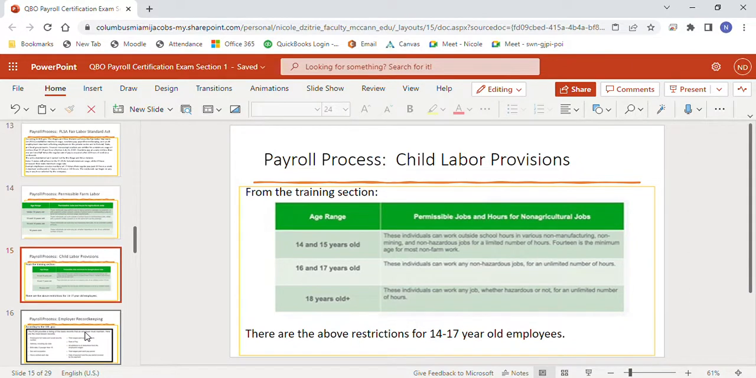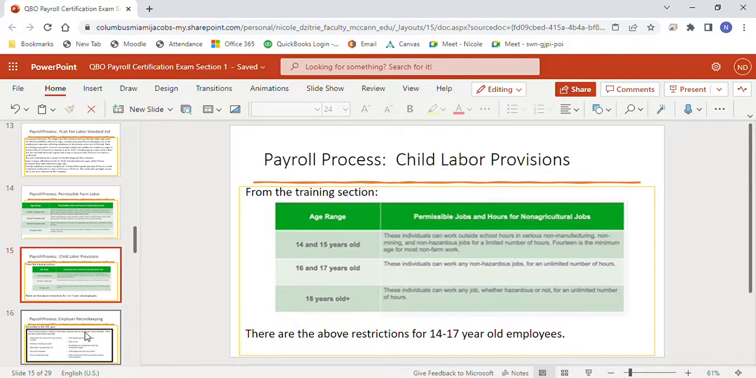Again, from the training section, you have 14 and 15-year-olds. These individuals can work outside of school hours in various non-manufacturing, non-mining, and non-hazardous jobs for a limited amount of hours. 14 is the minimum age for any non-agricultural work. 16 and 17 years old, these individuals can work at any non-hazardous job for an unlimited amount of time. And then you have 18 and older can work whatever.